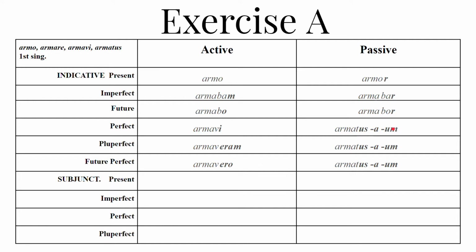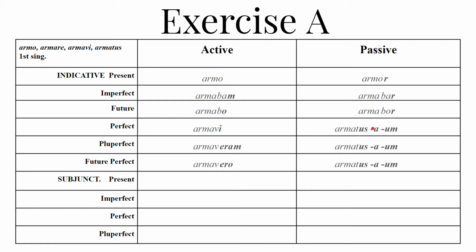If this verb were plural, these would have to be plural as well. Armati with an I for the nominative masculine plural, armatae, AE for the feminine nominative plural, and armata, a short A for the neuter nominative plural. But we are working with first person singular, so keep it singular. Armatus all the way down.